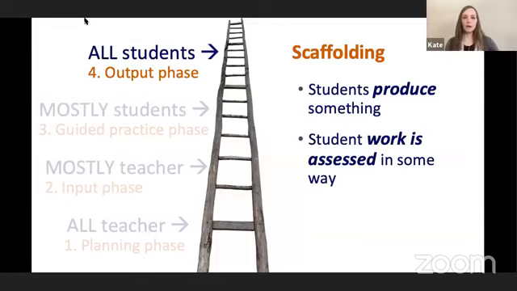This is wonderful. It's so clear to see how you can start with that intentional planning phase that's all teacher, all the way to bringing students to autonomy and to being able to do the work on their own. So this is great and a really wonderful visual. So thanks so much, Eric.